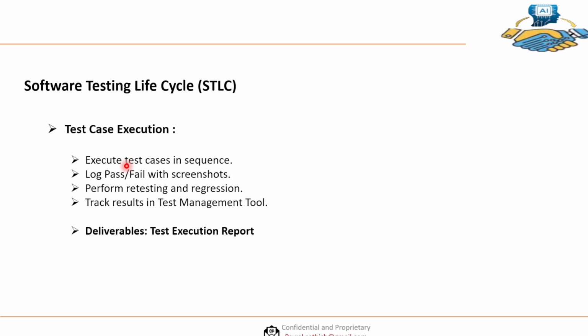Whatever test cases we developed in the earlier phase, we'll execute sequentially and mark as pass or fail. We'll take screenshots as evidence and attach them to the execution report. We will perform retesting and regression as part of the test case execution, and track the results in a test case management tool, like Jira or Zephyr. The deliverable is a test execution report.